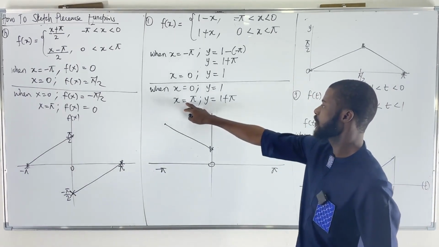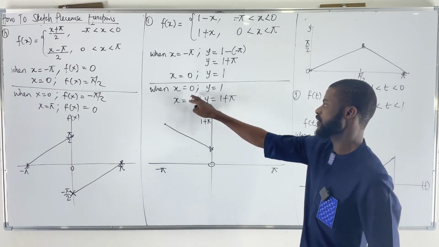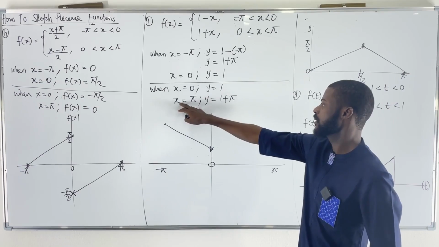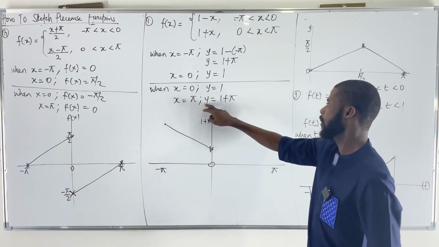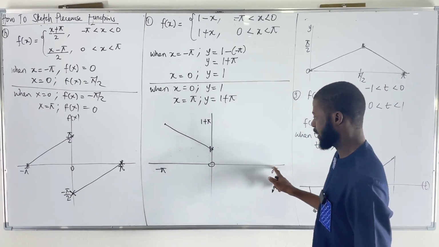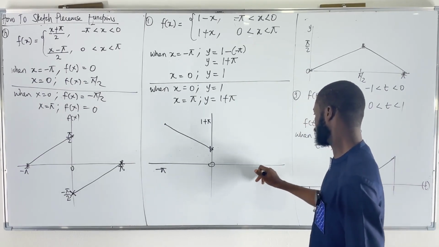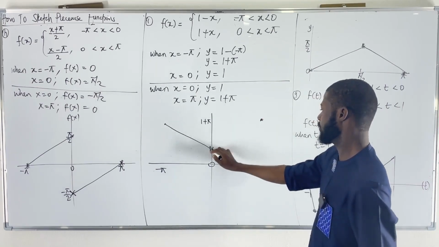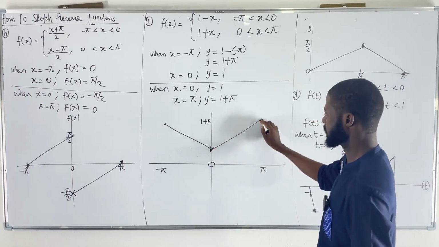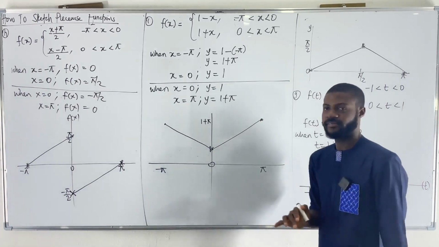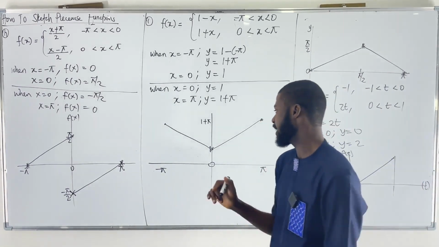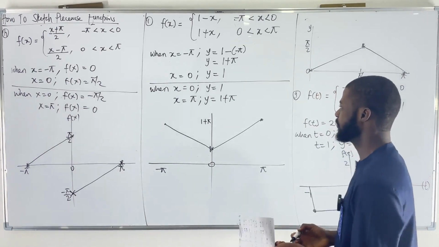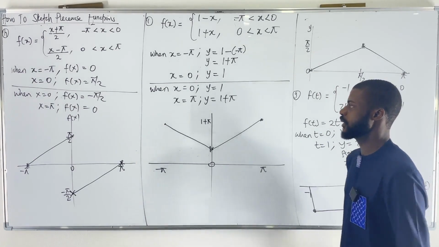But the next one is when x is pi, because the point 0 and 1 is still the same, so I'm leaving it. I'm going to this very one. When x is pi, y is 1 plus pi. So this is pi. The same 1 plus pi. So it's going to be somewhere here, and it will be joined together with this. And this is what you have. That's how the function will look. It's fine, isn't it? That's how the function would be. So this is what you have.